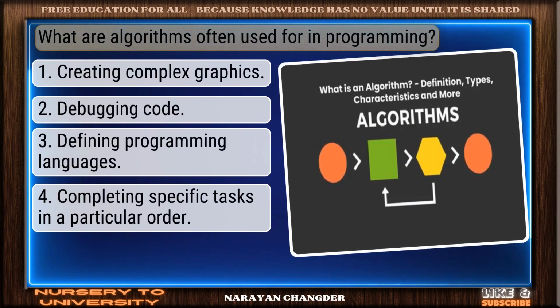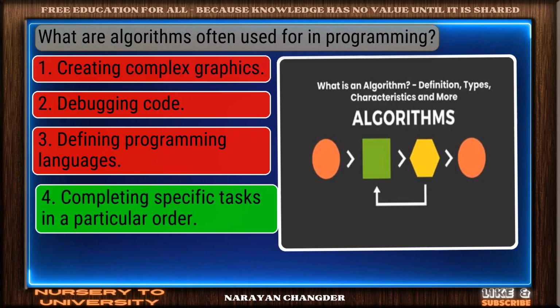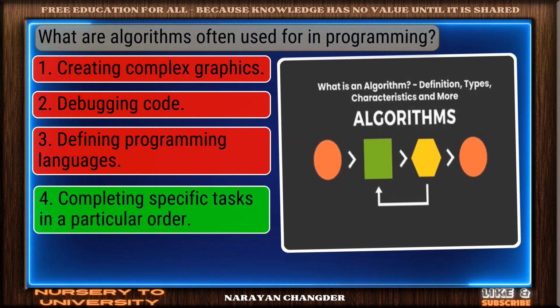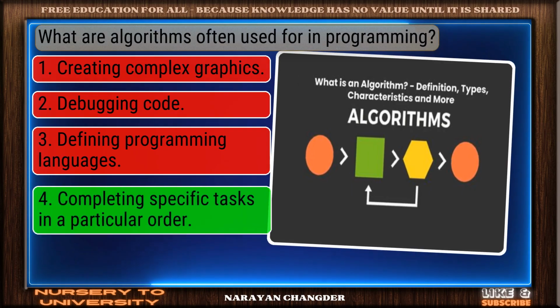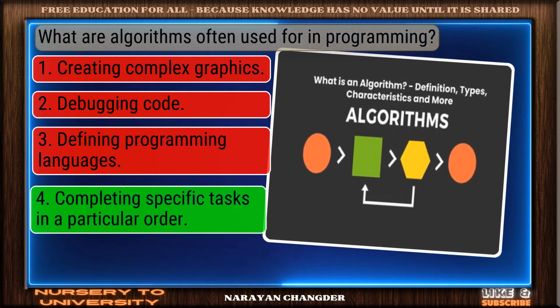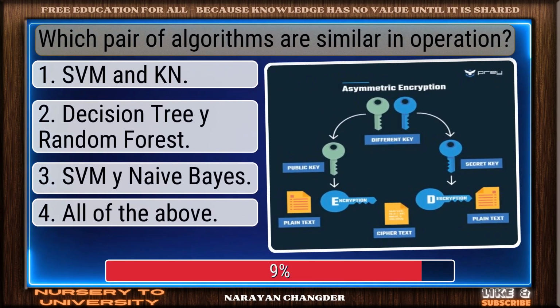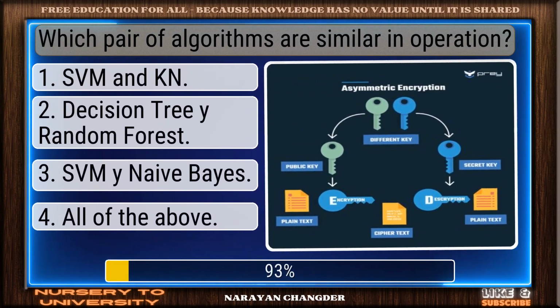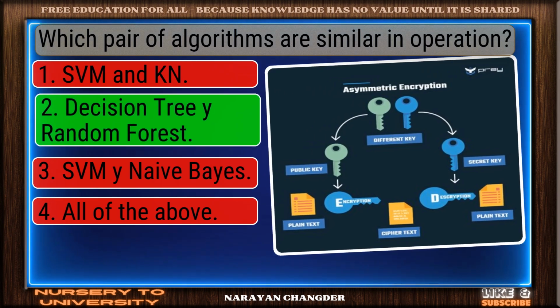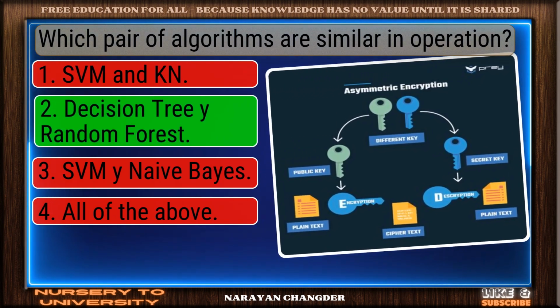What are algorithms often used for in programming? You're right. Completing specific tasks in a particular order is the correct answer. Which pair of algorithms are similar in operation? Well reasoned. Decision tree and random forest is the correct choice.